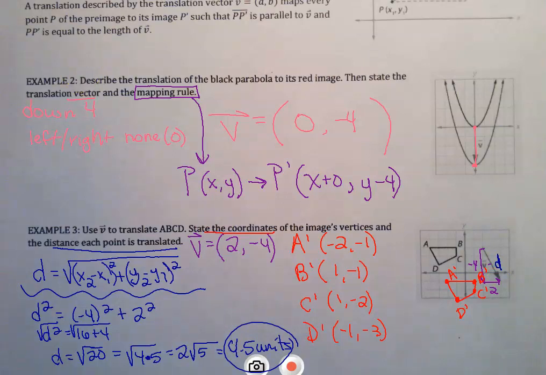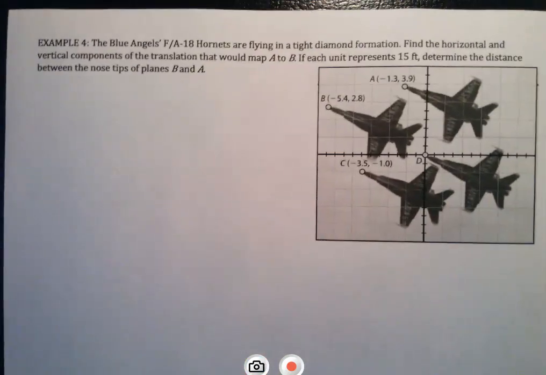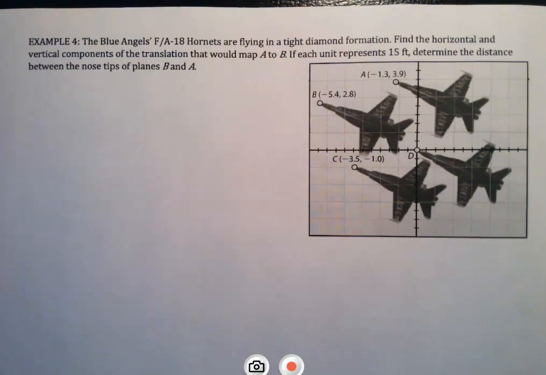All right, so then let's compare this to the one on the back. All right, so example 4 is the Blue Angels FA-18 Hornets are flying in a tight diamond formation. Are the Angels or are the Hornets? 'Cause Hornets are neither one. Blue Angels is the group, and their planes are the Hornets, so they're technically Hornets. Blue Angels are the name of the people flying them.